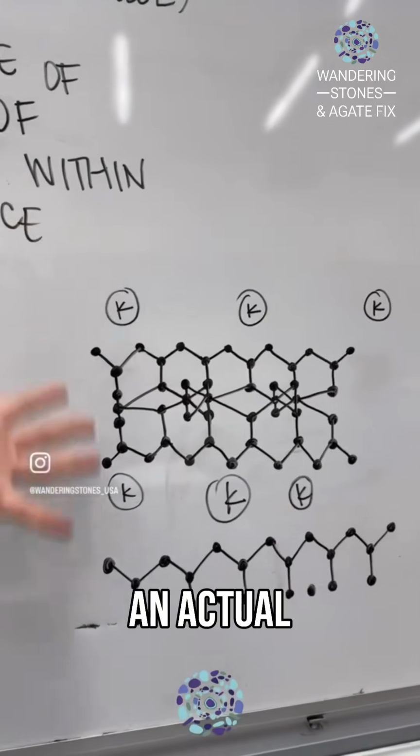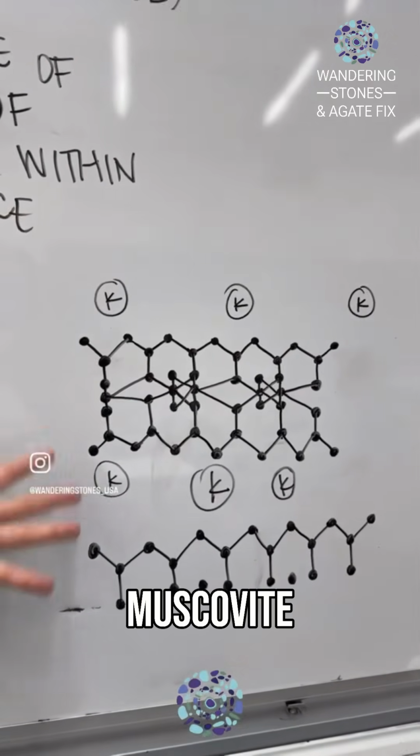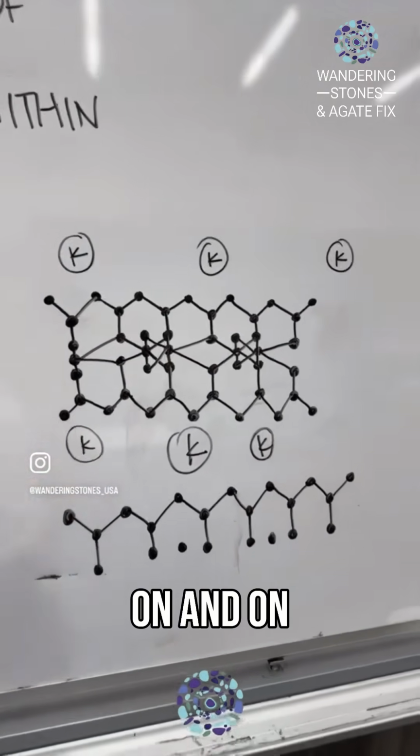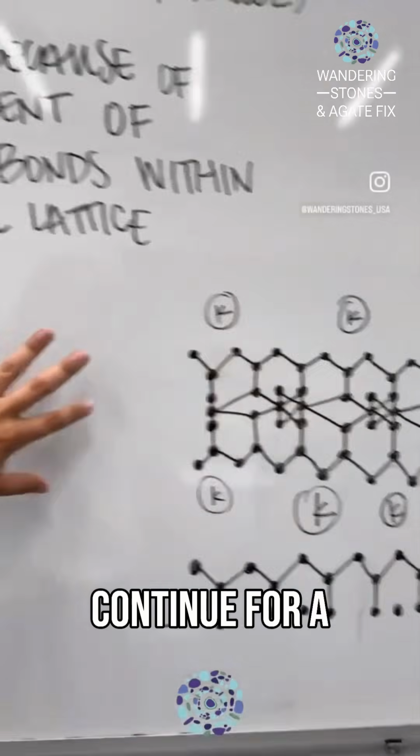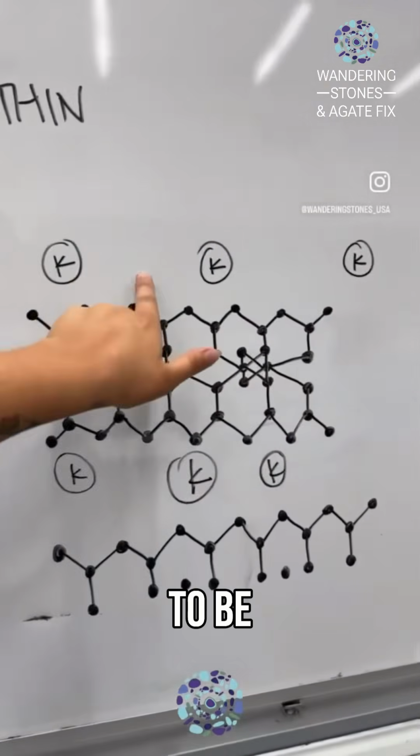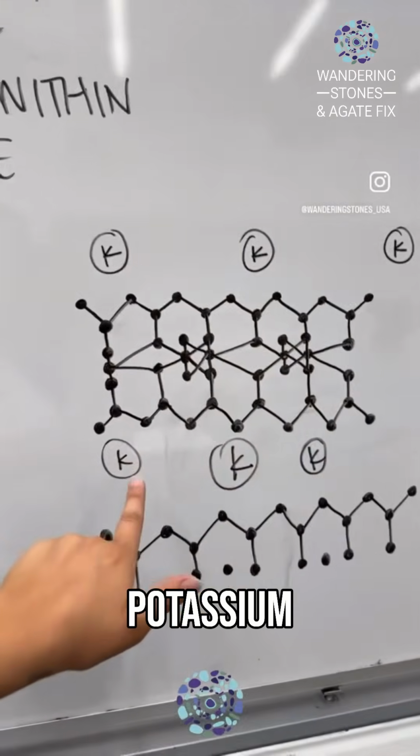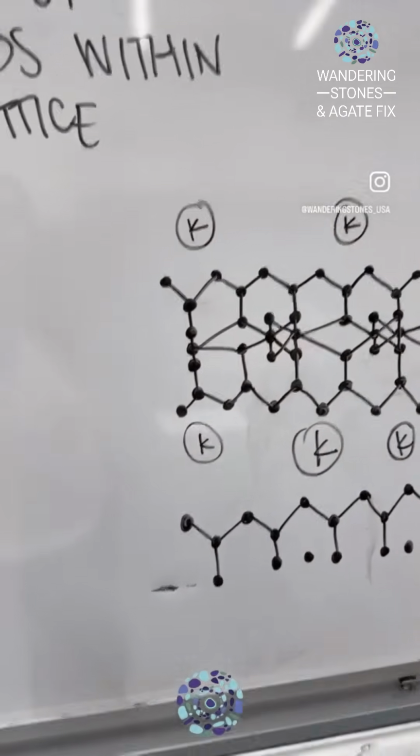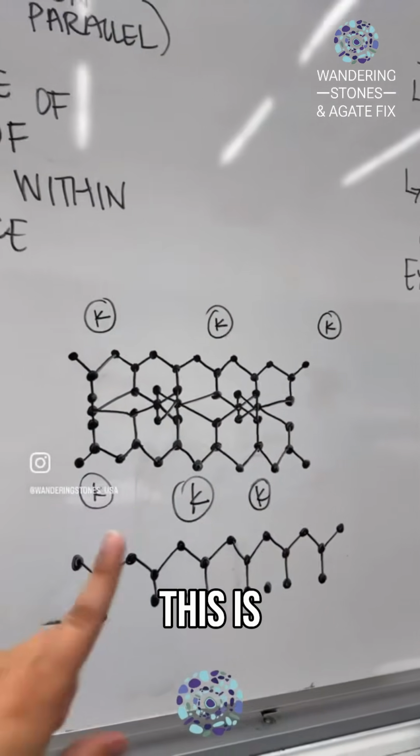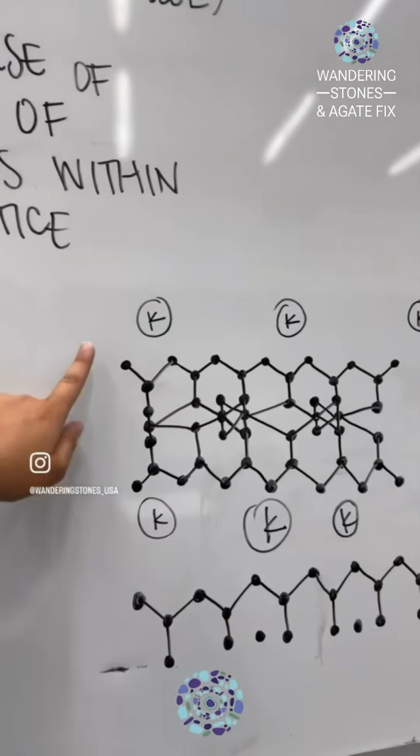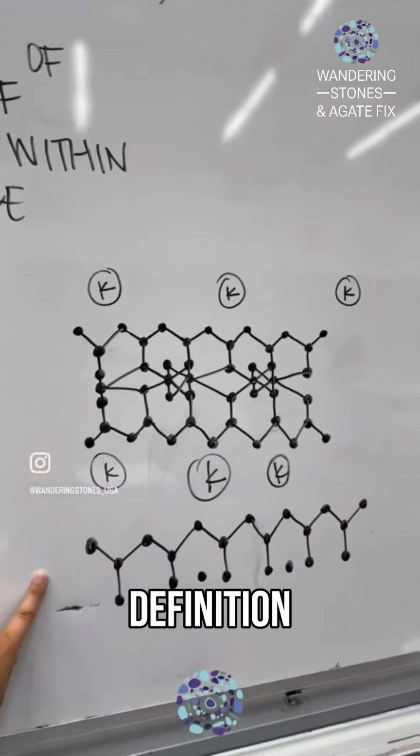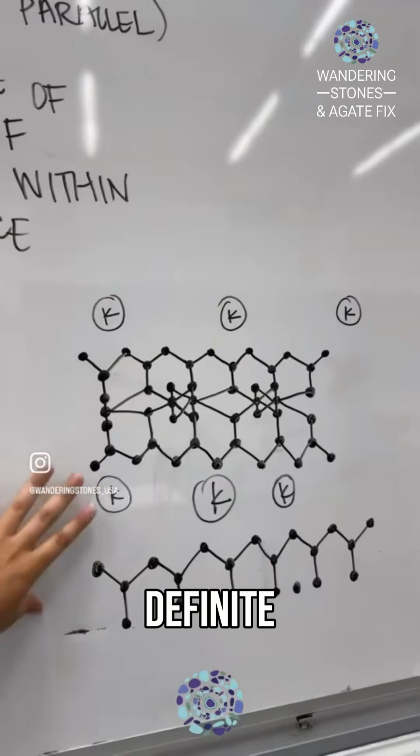Now, if this were an actual piece of muscovite, the chain would go on and on, and these sheets would continue for a long time and just continue to be separated by these large potassium atoms. Why is that important? This is because a crystal lattice, part of the definition of a mineral is that it has to have a definite chemical formula.